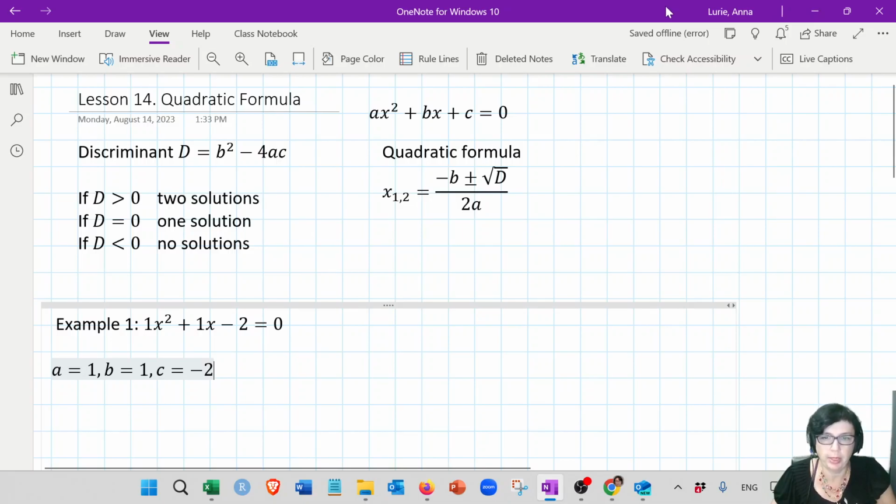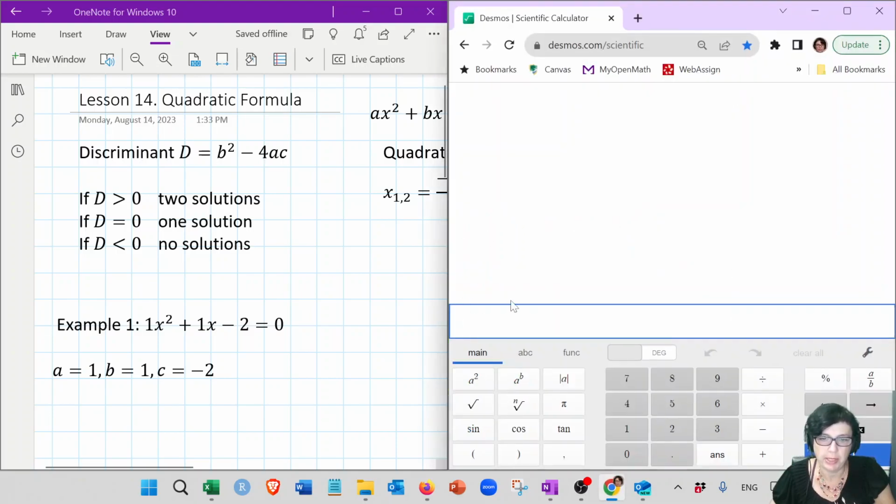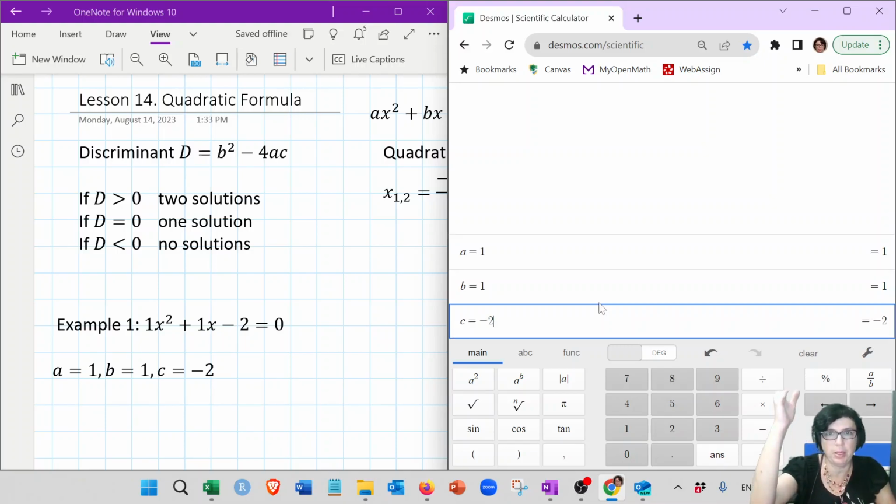So we're going to go ahead and put this in Desmos. Let me see if I can split the screen. I have my Desmos calculator over here. Every time we're using the quadratic formula, the first thing we're going to do is type up the values of a, b, and c. So a equals 1, enter, go to the next line, b equals 1, enter, c equals negative 2. Every time you use the quadratic formula, you're just changing the values of a, b, and c, and then it'll automatically recompute everything for you.